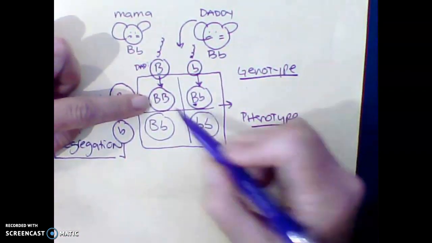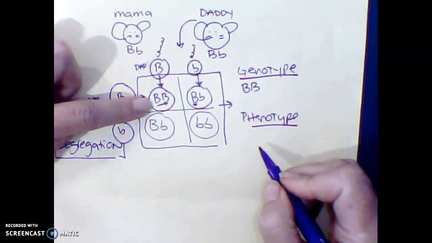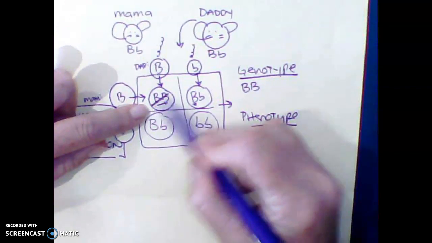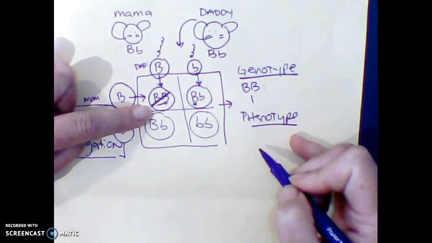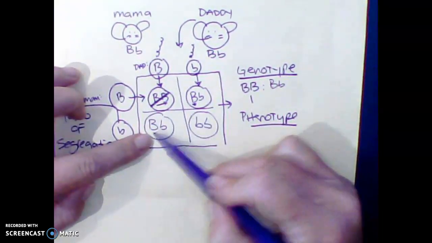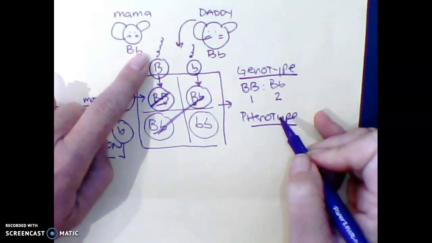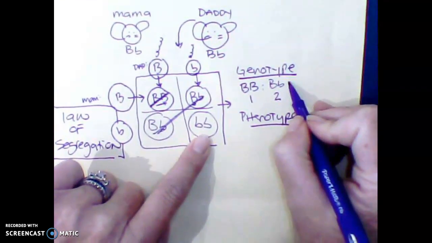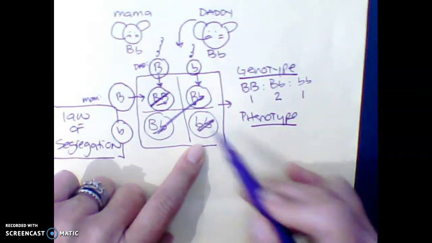So the first baby can be genetically big B. Well, that's all I have is 1. So I'm going to cross them off, write 1, so I'm creating a ratio. The next baby could be big B, little b. But I actually have 2 chances of that happening with this specific set of parents. The last baby, I can have a genetic disposition of little b, cross them off, okay?